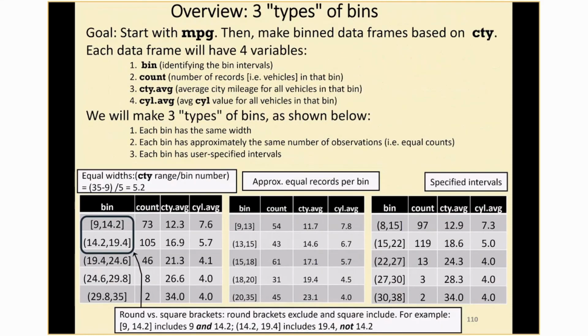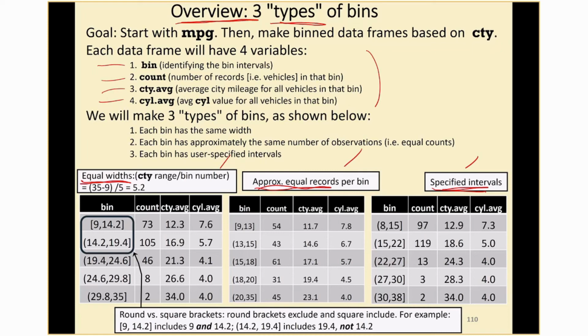So again, this is another overview slide, and it focuses on the different types of bins, and the idea is we can have bins with equal widths, with roughly equal numbers of records in each bin, or user-specified bins. So we've got these 3 different examples, and they're all the same in the sense that they've got the variable bin, and the variable count, and the variable city average, and the variable cylinder average.